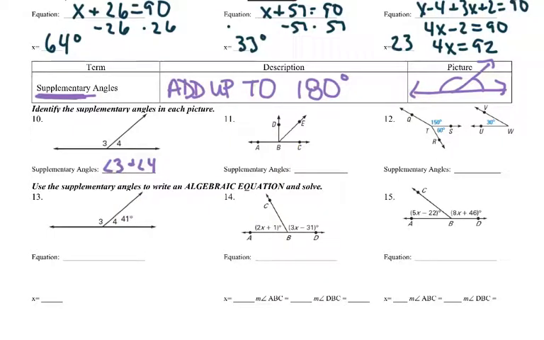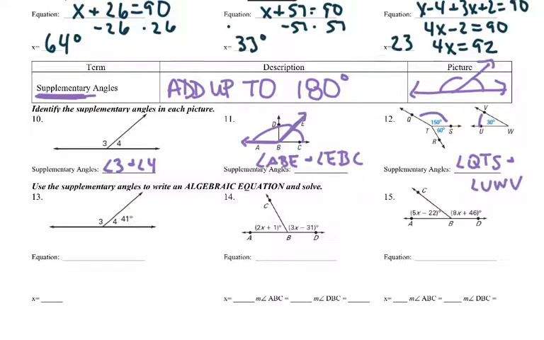This one's a little bit of a trickier picture. There are several pairs of supplementary angles. I'm going to say angle ABE is supplementary to angle EBC. In other words, these two angles, kind of ignoring that ray BD, are supplementary. And just like complementary angles don't have to be adjacent, don't have to be next to each other, neither do supplementary. So angle QTS and angle UWV are also supplementary, also add up to 180.